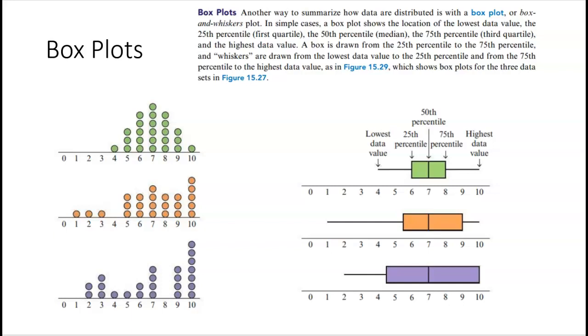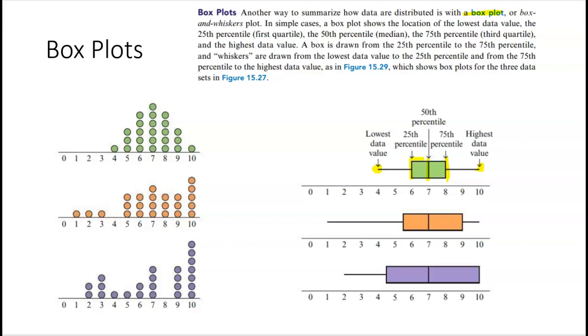Welcome back to section 15.4. We're now talking about box plots. This is another way to summarize how data is distributed. So in simple cases, a box plot shows the lowest data value, the first quartile, the median, the upper quartile, the third quartile, and the highest data value.